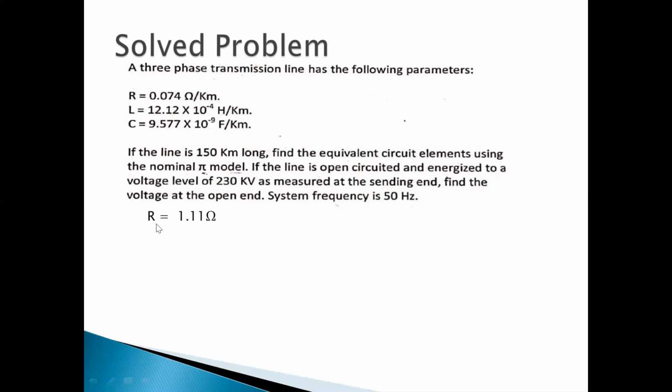So firstly, I have multiplied this value with 150 kilometers. Kilometer cancelled with kilometer, and 150 multiplied by 0.074 was 1.11 ohm. You can try it at home after the lecture. The inductance is 12.12 multiplied by 10 to the minus 4 Henry per kilometer. So I will just multiply it with 150 and I will get the total inductance of the transmission line.